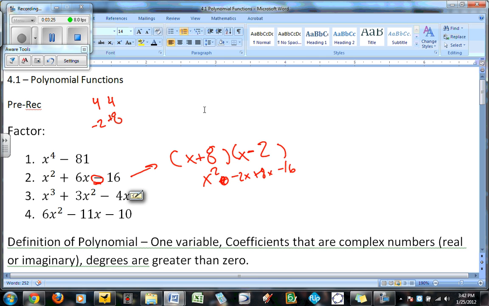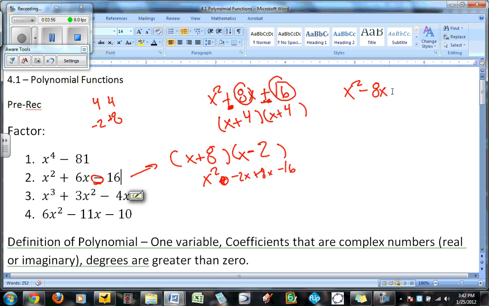What I meant by the same sign: say this was x squared plus 8x plus 16. This means that the signs are the same, so my parentheses break down into x plus and x plus, because this sign tells me they're both positive. Then we need to figure out what multiplies to be 16 and adds up to be 8. Well, we know that is 4 and 4. If we had something like x squared minus 8x plus 16, this sign means they're the same, and this sign means they're both negative. So it'd be x minus, x minus.